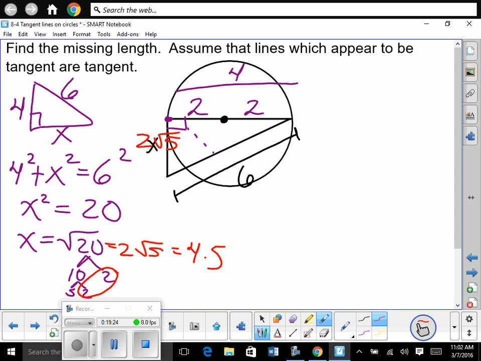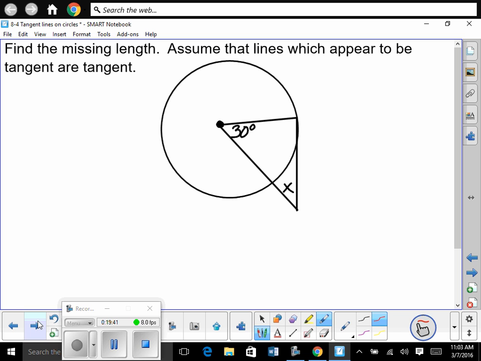Yes? How did you get x squared equal to 20? 4 squared is 16, and this is 36. So take 36 minus 16 to get x alone. That's 20. Does that make sense? Good questions. Okay, one more, and then I'll let you work.